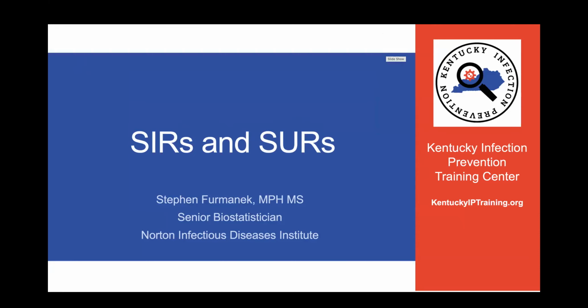Hello, welcome. My name is Stephen Furmanek. I'm a senior biostatistician here at the Infectious Diseases Institute, and also a contributor to our Kentucky Infection Prevention and Training Center. Thomas, unfortunately, is ill today, so he won't be presenting with me. It's just going to be me. And so we're going to talk about the standardized incidence ratios and standardized utilization ratios, and go over in detail what they are and why we use them.